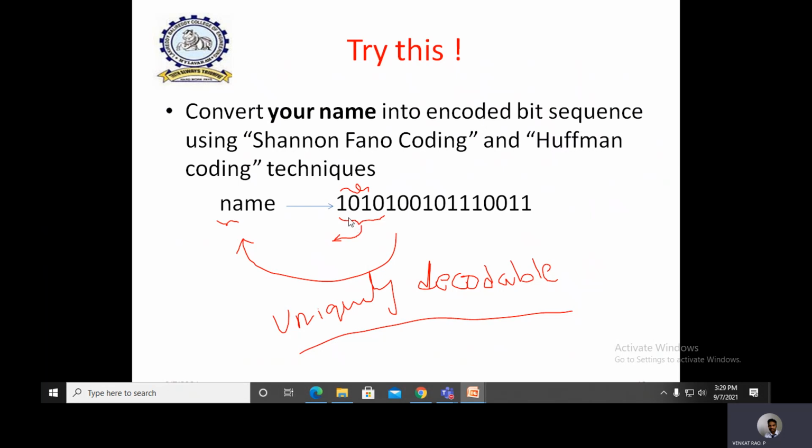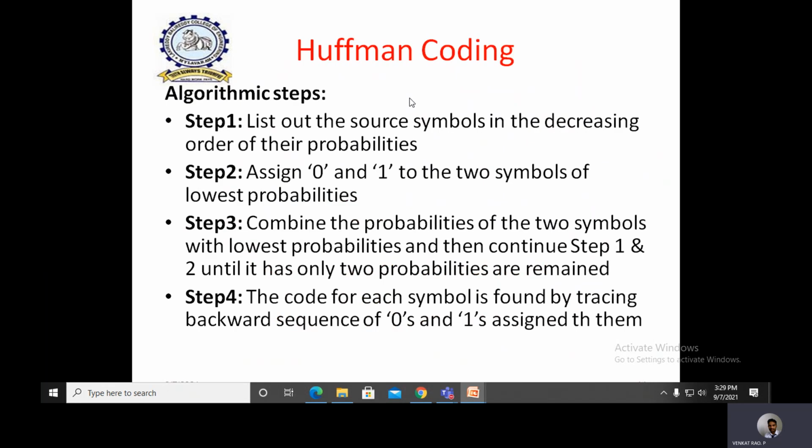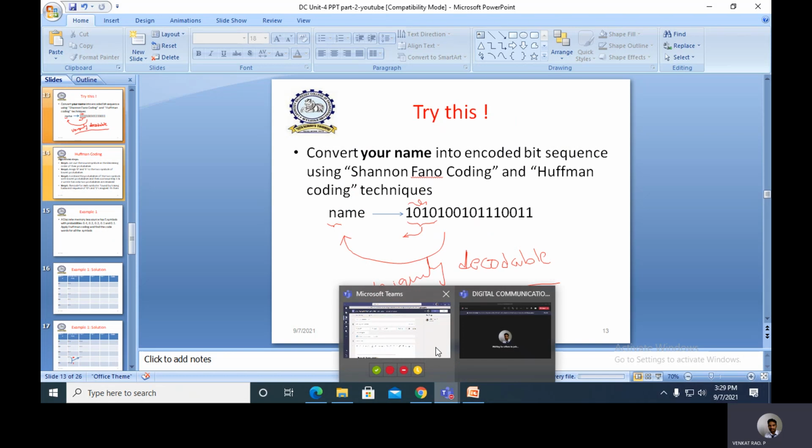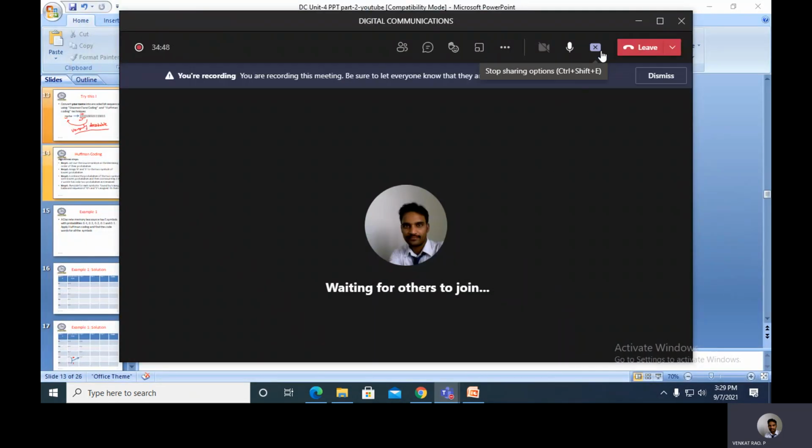Okay, so this is the analysis of Shannon-Fano coding as a source coding technique. In the next lecture, we are going to discuss Huffman coding, with more examples on this interesting topic. Okay. So thank you.